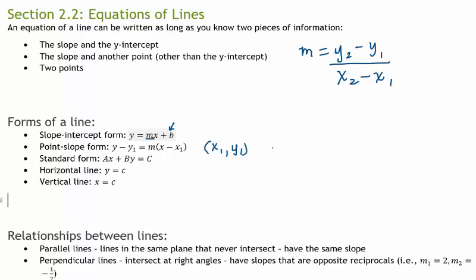Standard form is another helpful way to write the equation of a line in that it's easy to tell the intercepts pretty quickly. It looks like this: ax plus by equals c. Horizontal and vertical lines are pretty special. A horizontal line is always of the form y equals some constant, c, and a vertical line is always x equals some constant.